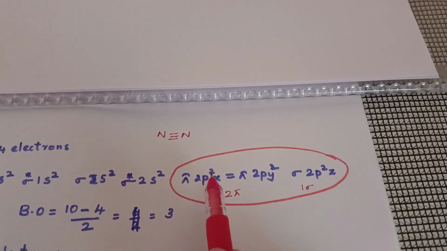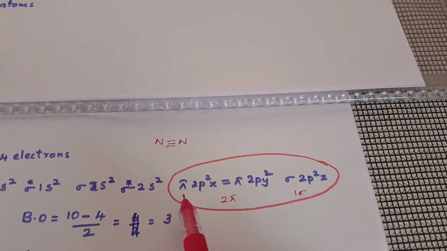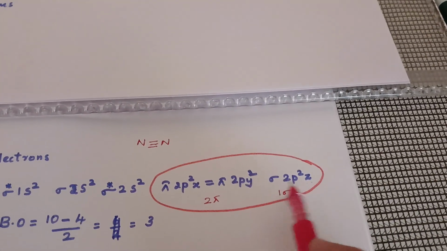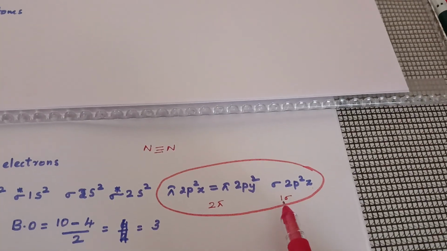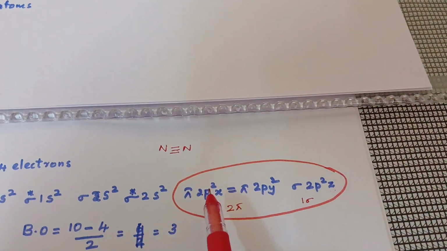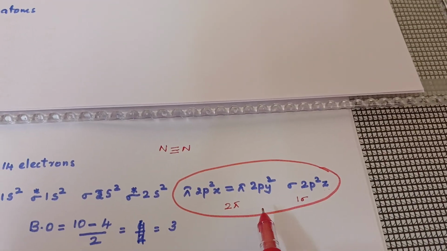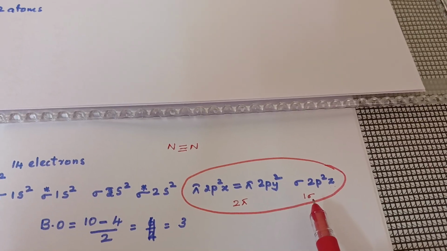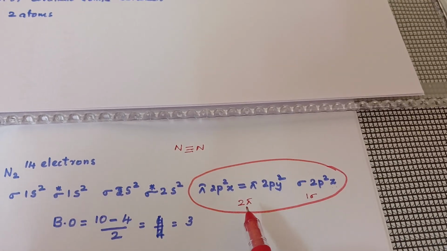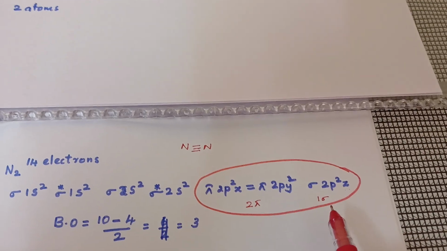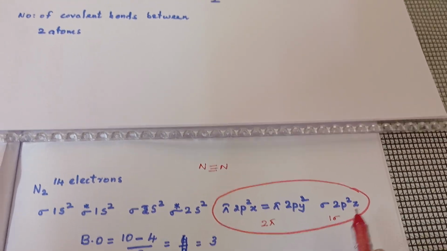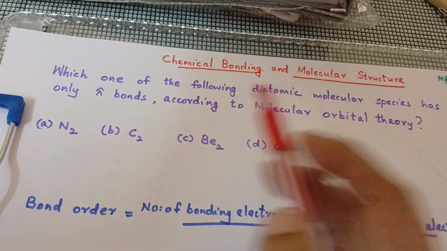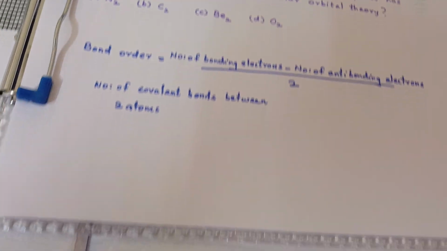Now here you can see there are 4 electrons, 2 plus 2, 4 electrons in the pi bonding molecular orbital and 2 electrons in the sigma bonding molecular orbital. So 4 electrons will give you 2 pi bonds, and these 2 electrons in the sigma molecular orbital will give you 1 sigma bond. So here you have 2 pi bonds and a sigma bond. So this is not what we want. We want the diatomic molecular species which has only pi bonds. So that is not the answer.